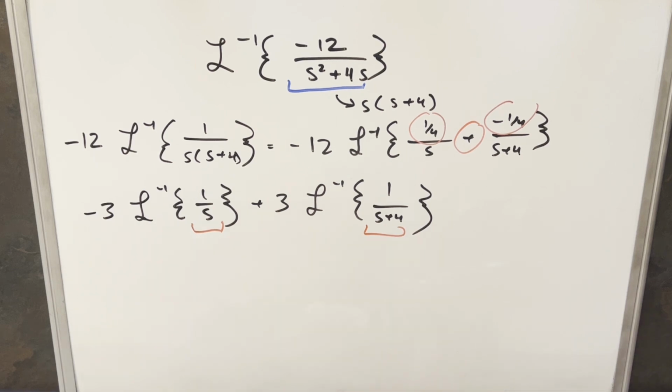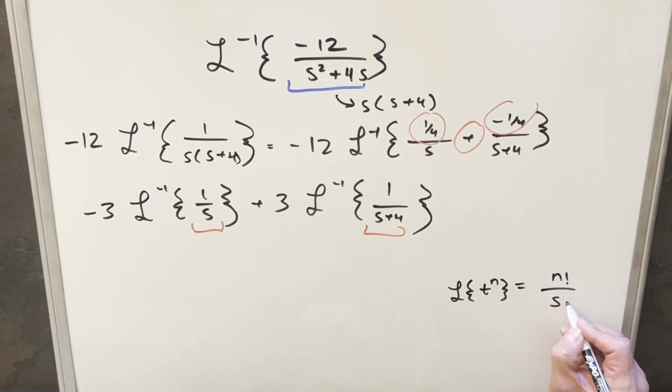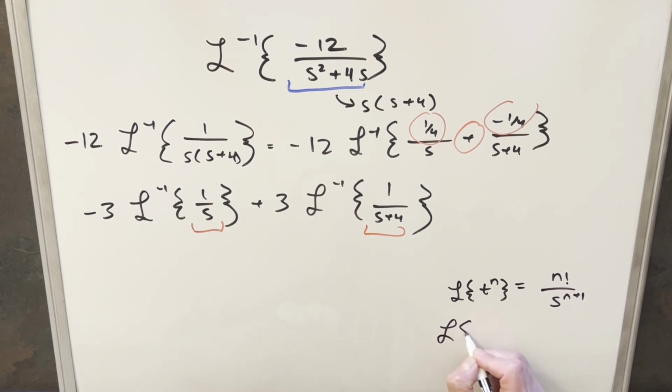So for this first one, we can use the formula. We'll have the Laplace transform of t to the n. When n is an integer, this is just going to be n factorial over s to the n plus 1. And then for this other one, we have a familiar formula, Laplace of e to the at. This is going to be 1 over s minus a.